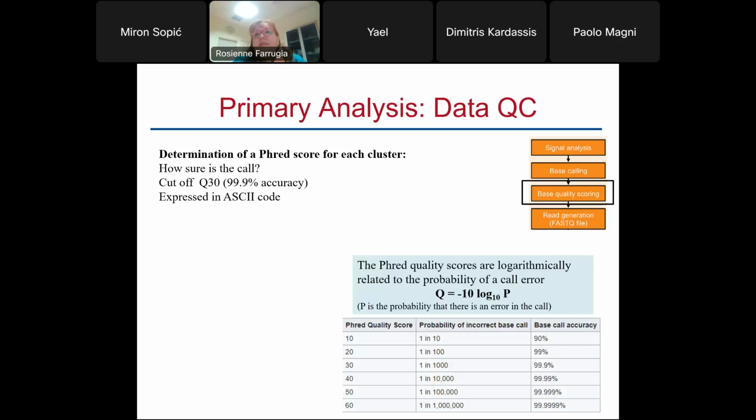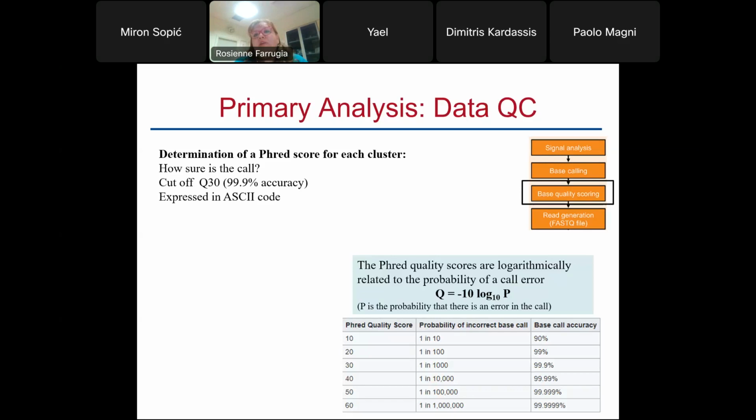So Phred scores are logarithmically related to the probability of a base-call error. Where P is the probability that there is an error, Q, which is the Phred score, is minus 10 log base 10 of the probability.